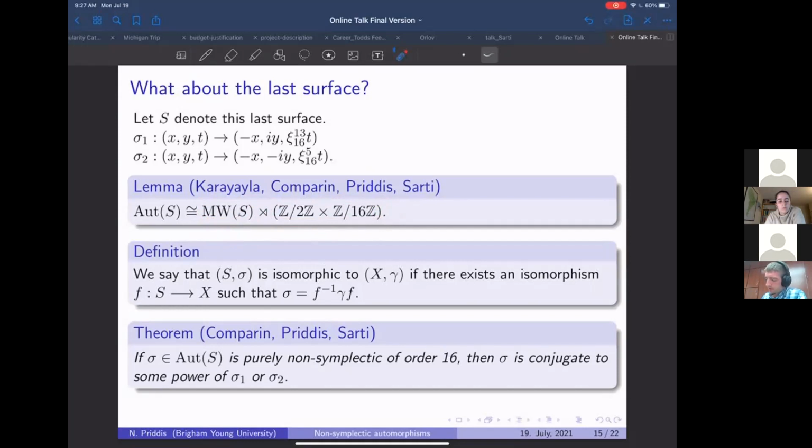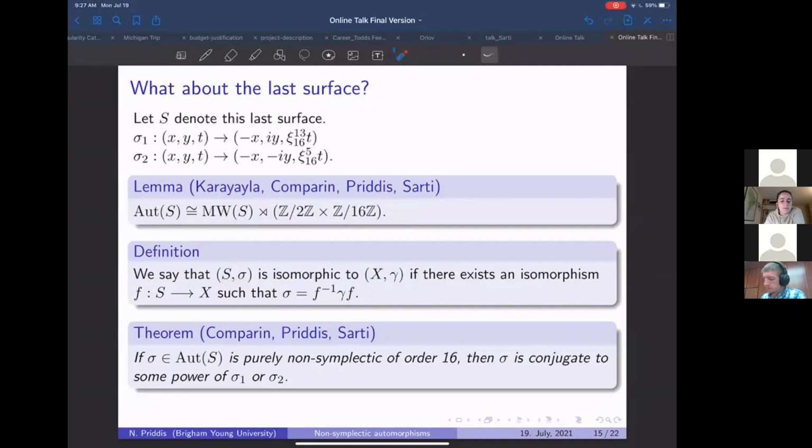Anyway, we say that. So what do I mean by these two? When I ask the question, are these two automorphisms unique, what do I actually mean there? Well, basically, we're asking if I have another purely non-symplectic automorphism of order 16, is it a conjugate of one of these two?